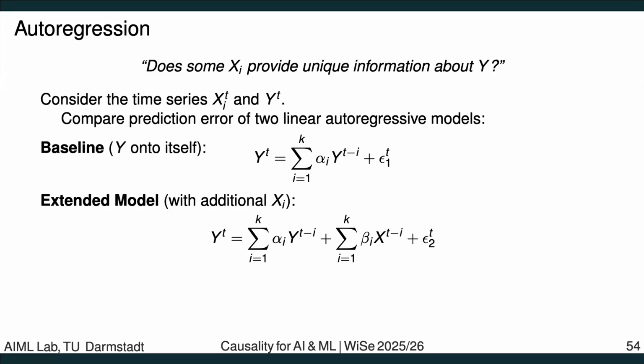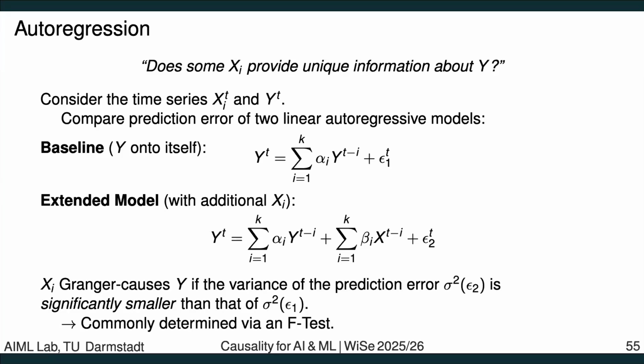Again, we fit Y onto itself, but now we add this extra term where we also fit this factor, or all of the other time series, or a particular Xi. And in the end, we are left with some sort of prediction noise. The idea is, if this Xi helps me beyond the pure autoregression of the baseline, so if these errors are significantly reduced, then I say Xi is a Granger cause of Y. This testing is commonly done via F-tests, but just a side note on that.